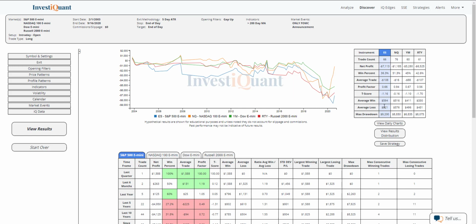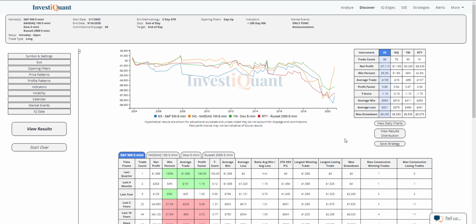Looking at average win, average loss, the average win on the S&P is a little bit bigger than the average loss. That is not the case for the NASDAQ, so the average loss is bigger there. The average loss is bigger for the Dow, and the average loss is bigger for the Russell. So S&P is not the same as the others.